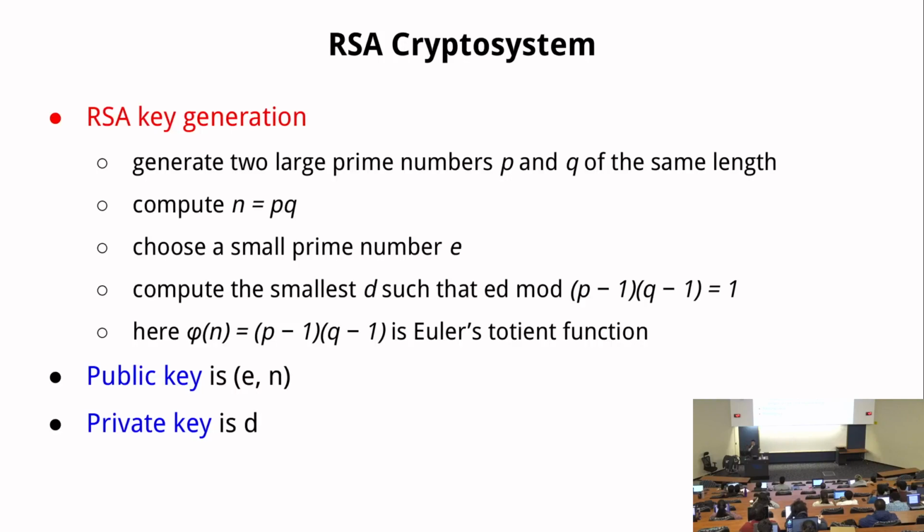And actually, that (P minus 1) times (Q minus 1), where P and Q here are prime numbers, is called the Euler's totient function. Okay, so mathematically this is sound. That's basically what I'm saying. I'm not a mathematician myself. So the public key here will be E and N, and the private key here will be D.